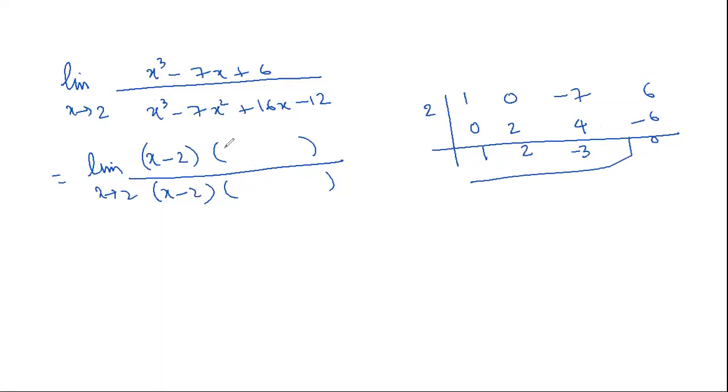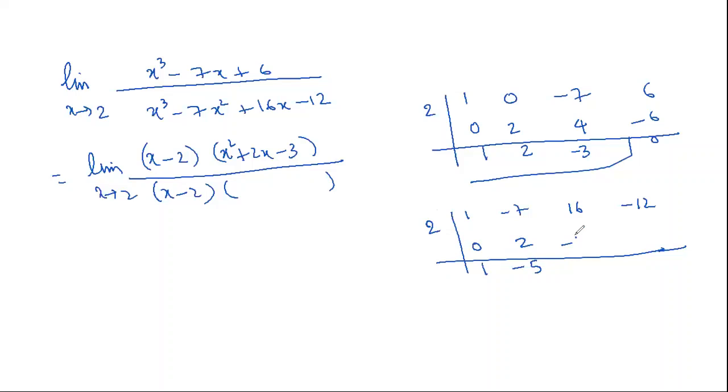So this became x square plus 2x minus 3. 1, minus 7, 16, minus 12. Anam, you took the numbers correct? Sorry, sir. I actually took it as 1 instead of 2. Again. So it becomes x square minus 5x plus 6.